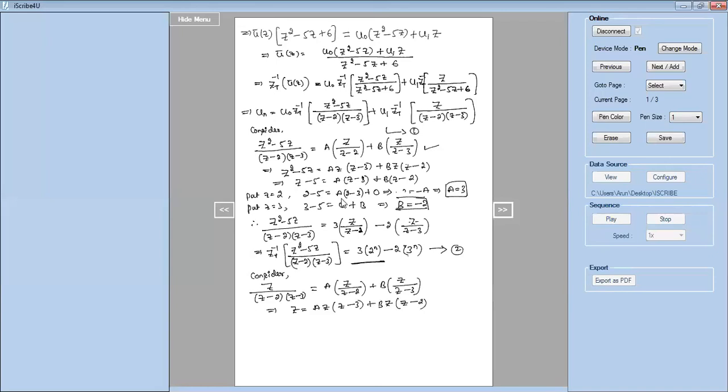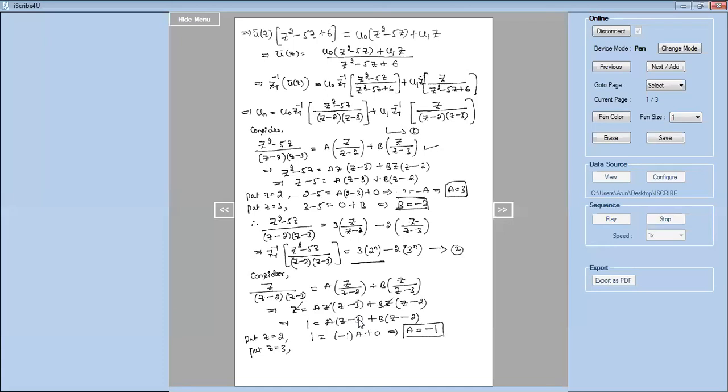Same as above. Everything is the same. On the left hand side, instead of z² − 5z, you have z. So if I cancel z on both sides, we get 1 equals A into (z − 3) plus B into (z − 2). Now put z = 2 first, and then z = 3. If I put 2, it is 1 equals 2 − 3, which is −1, so −1 into A, whereas B becomes 0. So this implies A is equal to −1.